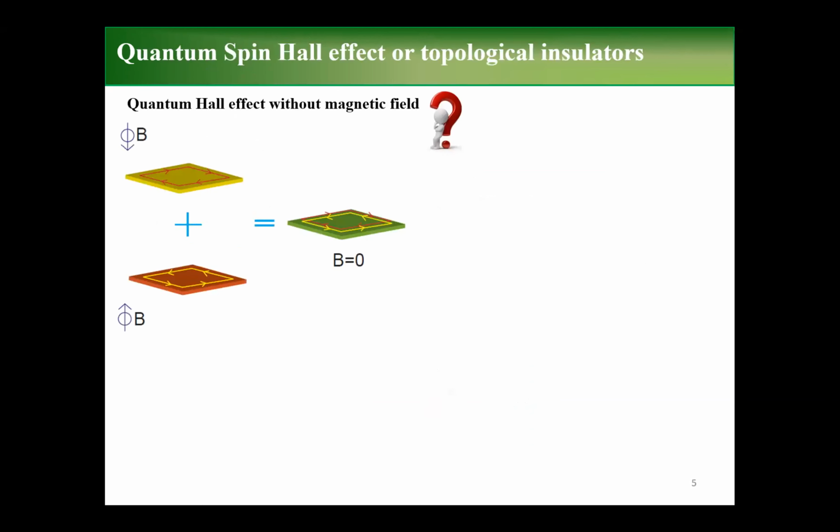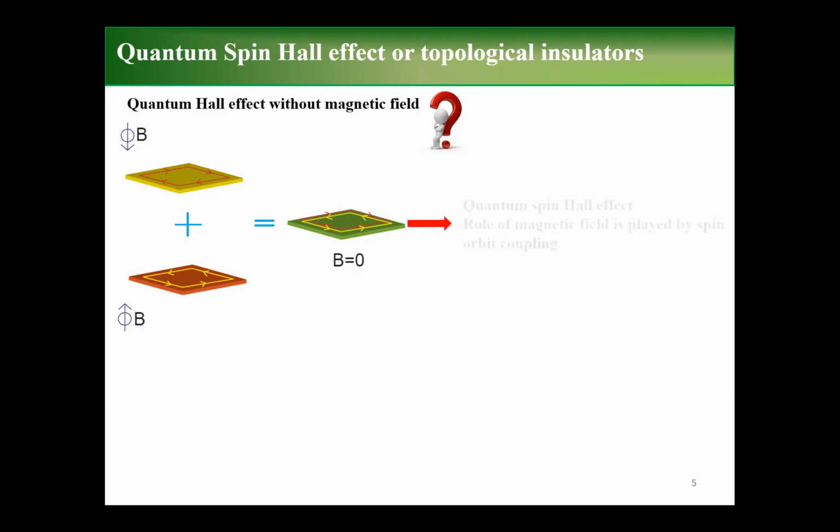If we apply a magnetic field in the upward direction, the system will have spin up electrons, and if we apply a magnetic field in the downward direction, the system will have spin down electrons. If we recombine these two systems, the net magnetic field will be zero, and we are left with counter-propagating spin edge states as shown in this figure.